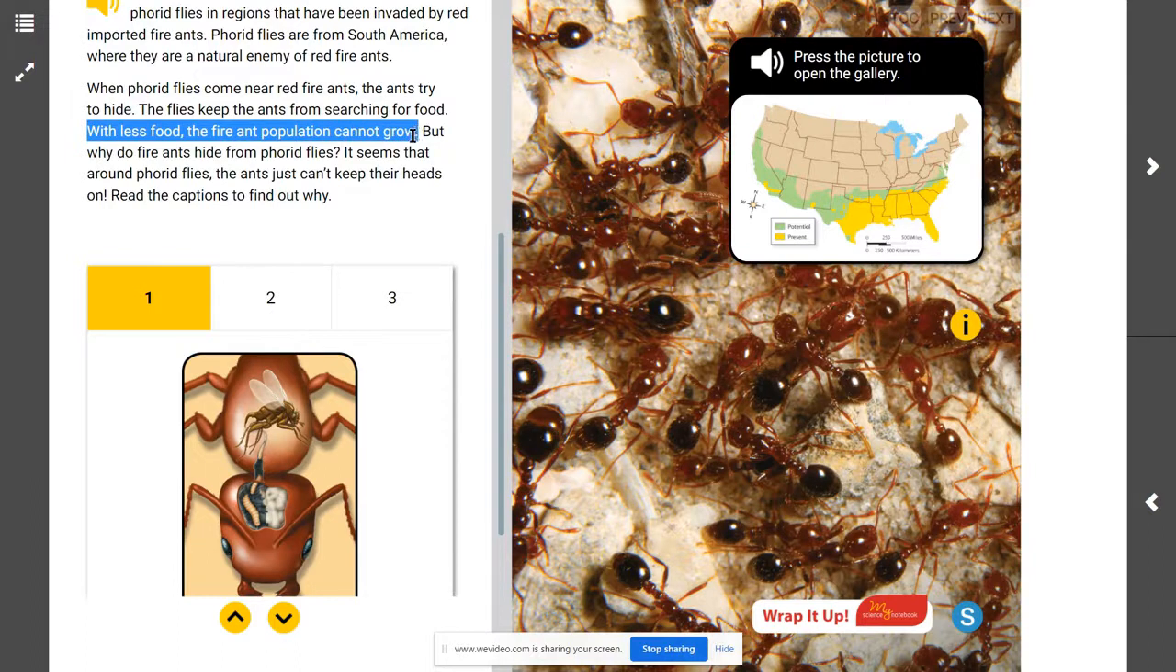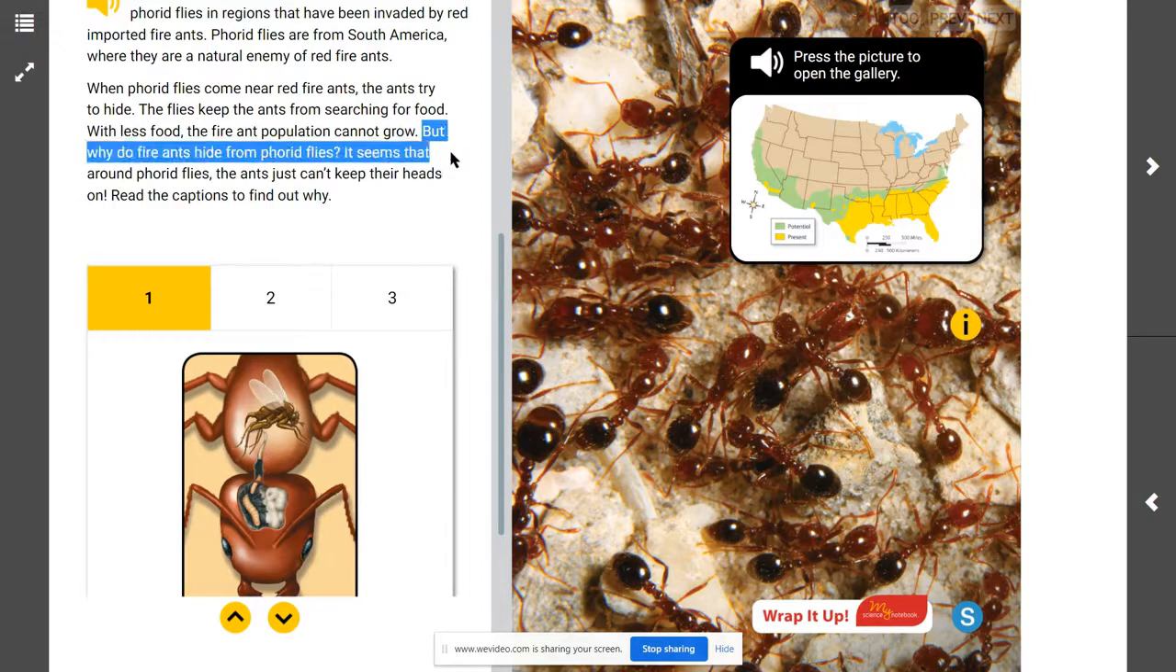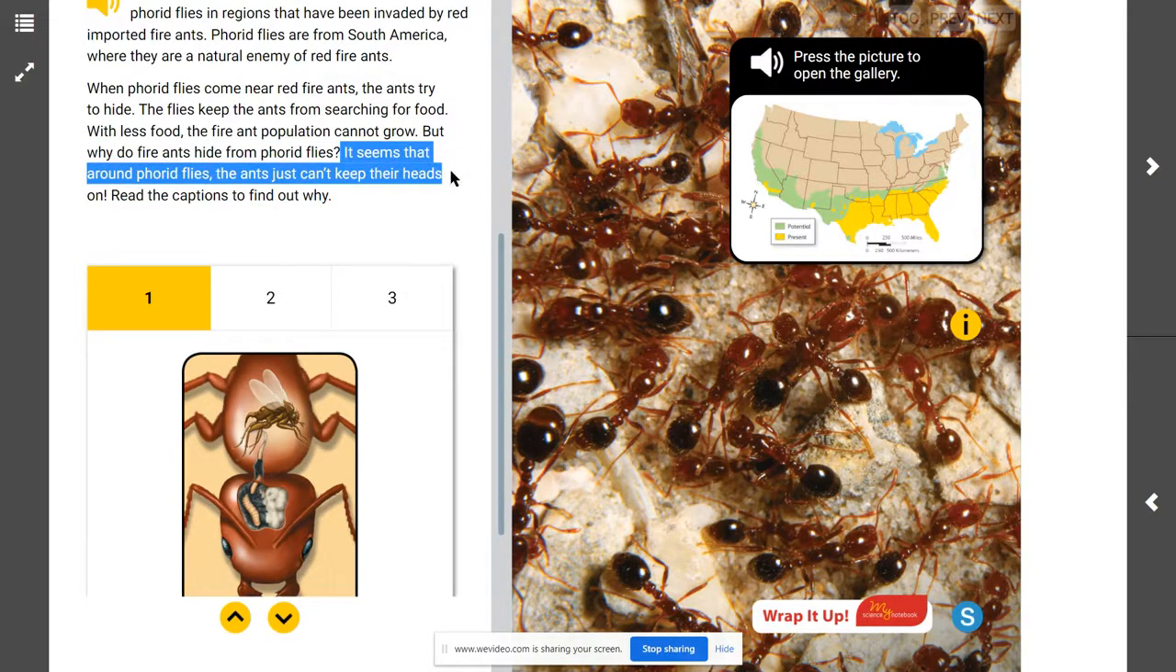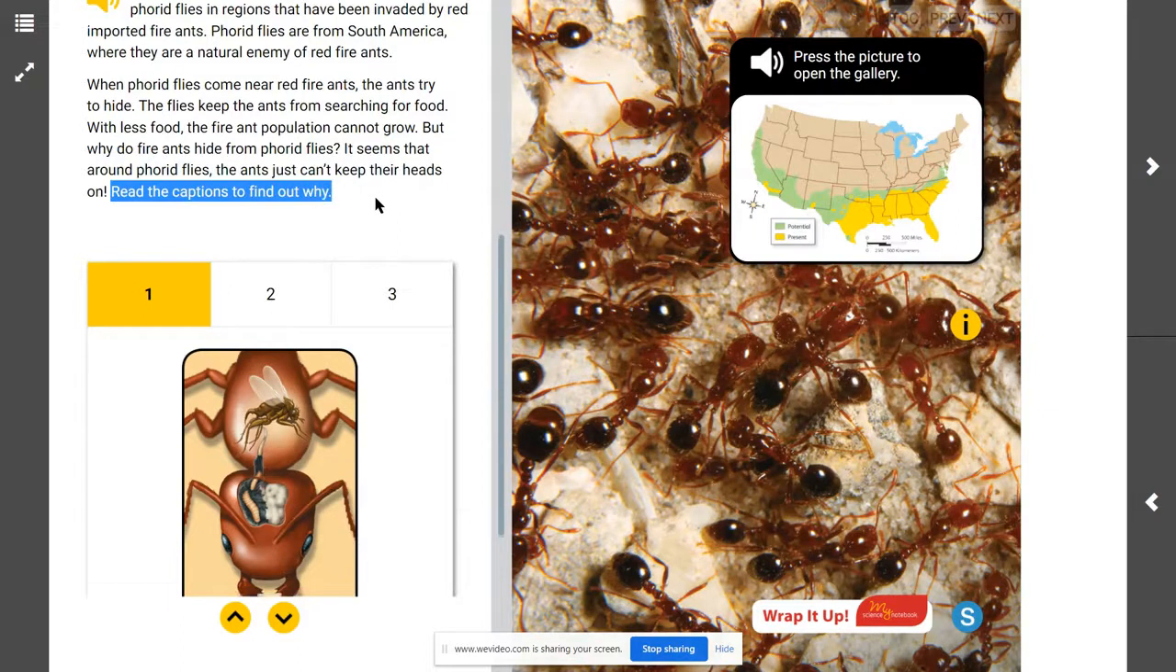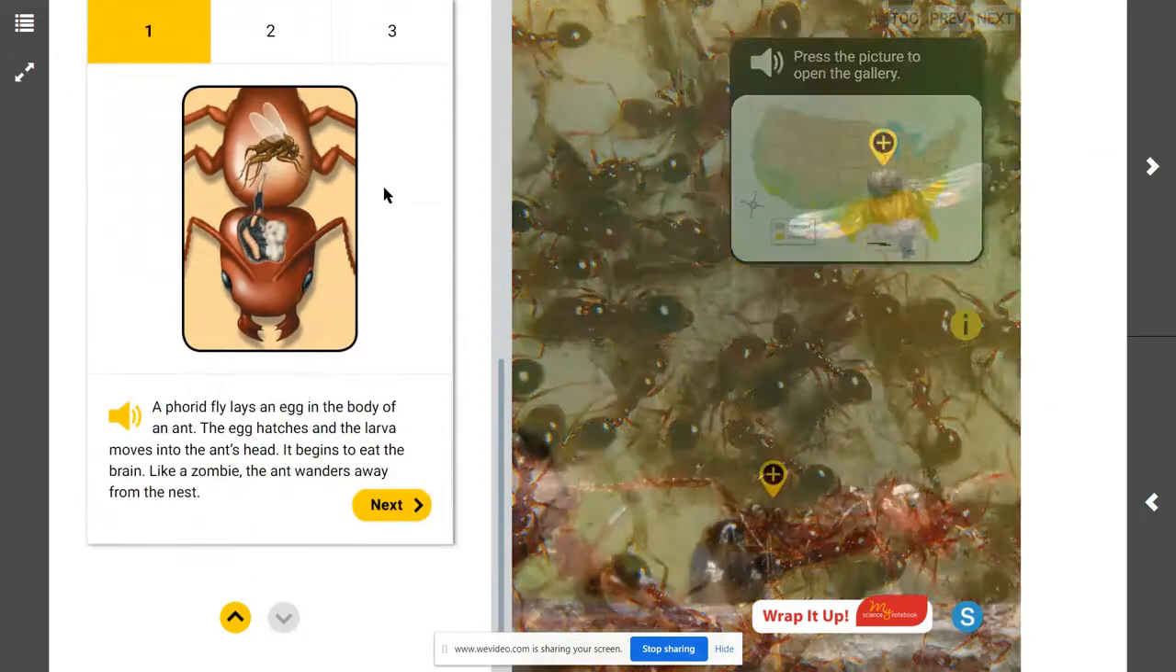Okay, so we've learned that previously. We know that if you can't get the food you need, you're going to die off. You don't have the energy you need to survive. But why do fire ants hide from phorid flies? It seems that around phorid flies, the ants just can't keep their heads. Read the captions to find out why. All right, so here's what happens.